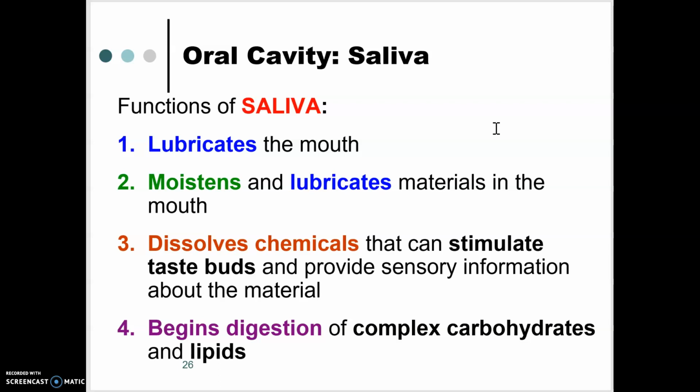It's also a good place for us to dissolve chemicals, so chemicals need to dissolve in order to be sensed by our sense of taste, for example. So dissolve the chemicals, those dissolved chemicals can access the taste buds, and then we can do a preliminary analysis of our food based on our taste, like we mentioned last class. And another thing that saliva is going to do is it's going to begin the digestion of some complex carbohydrates and also some lipids.